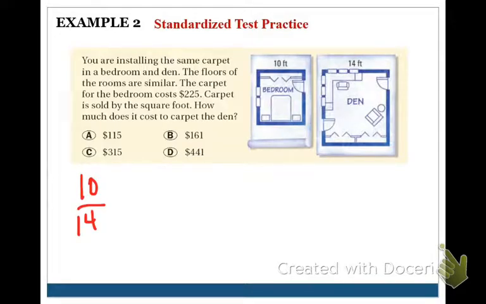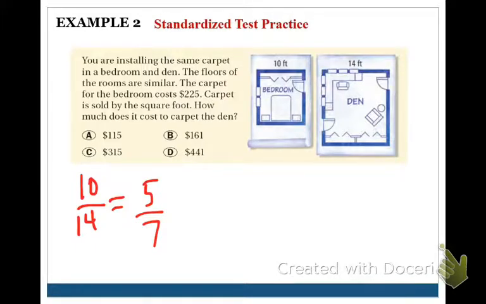Okay, what's the first thing we should do? I didn't do it last time. I should have done it. Simplify, right. So what's that simplify to? 5 over 7. So my ratio of my sides is 5 over 7.